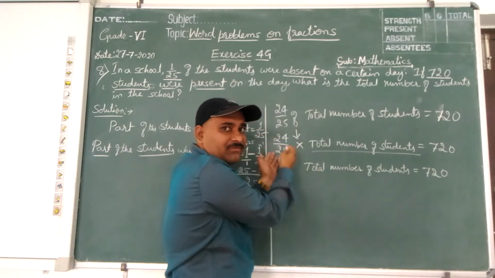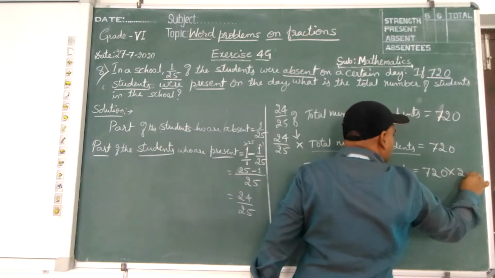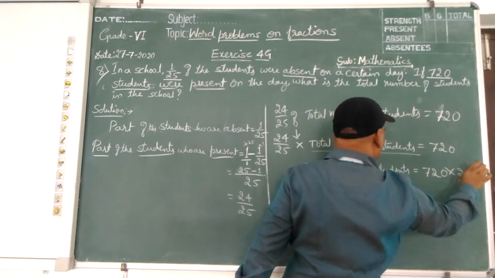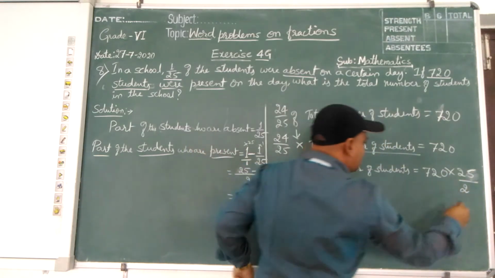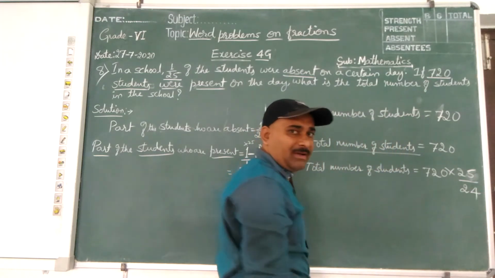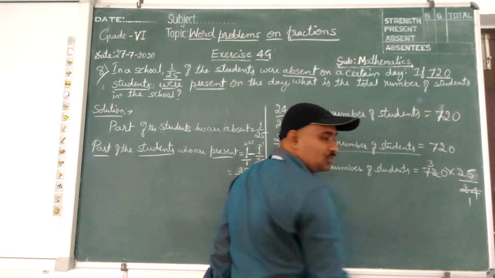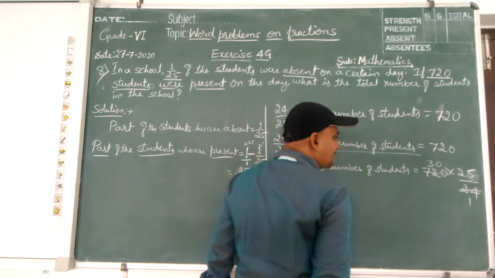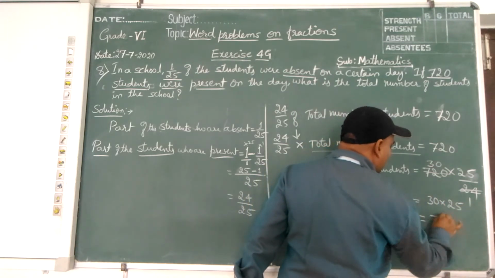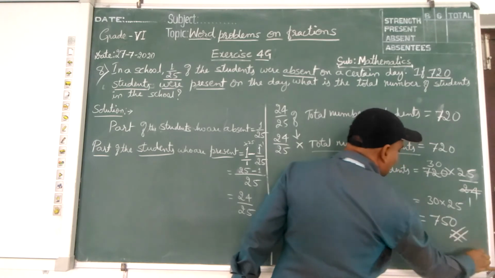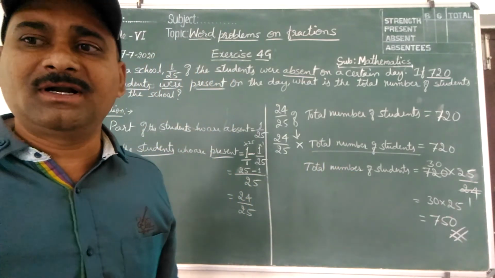This left side 24 by 25, when I take to the right side, 25 will go up because this is there in the denominator. 24, the numerator, will come down. So 24 threes are 72 and 0 kept as it is. So multiply 30 into 25. So you will get 750. Total number of students in the school is 750.